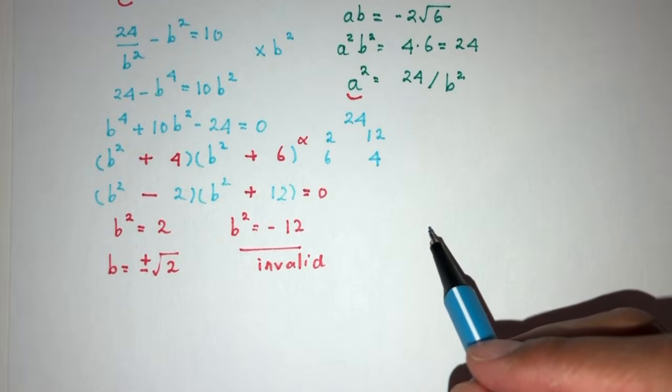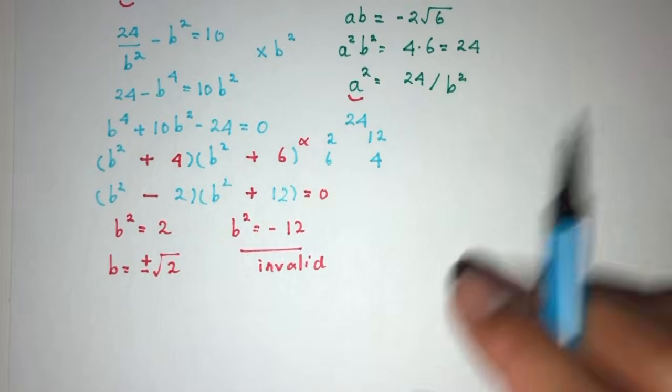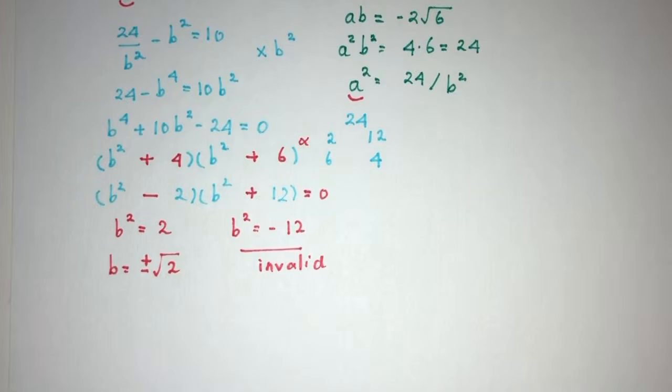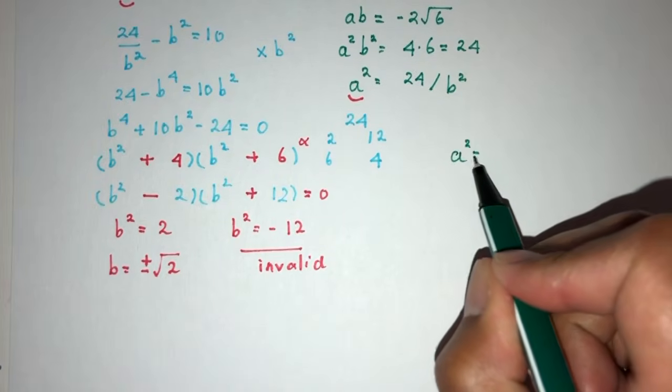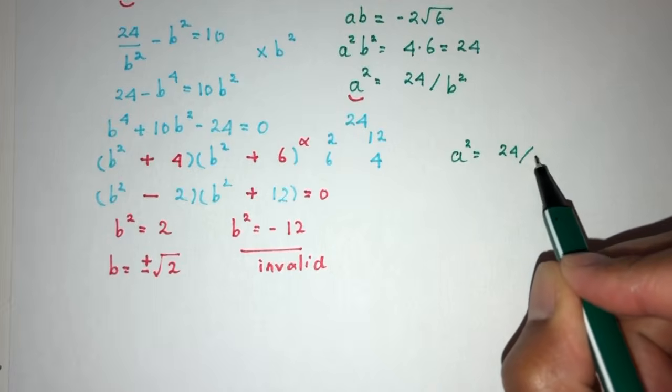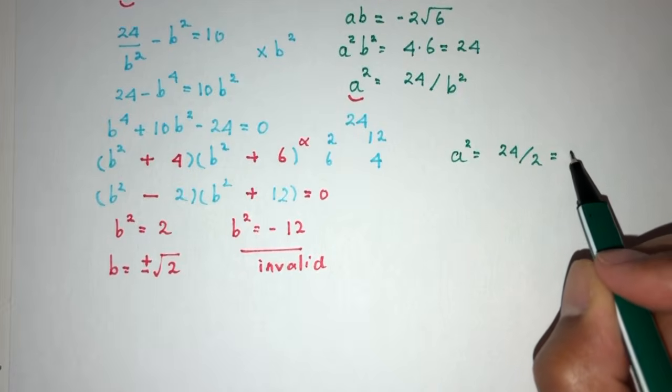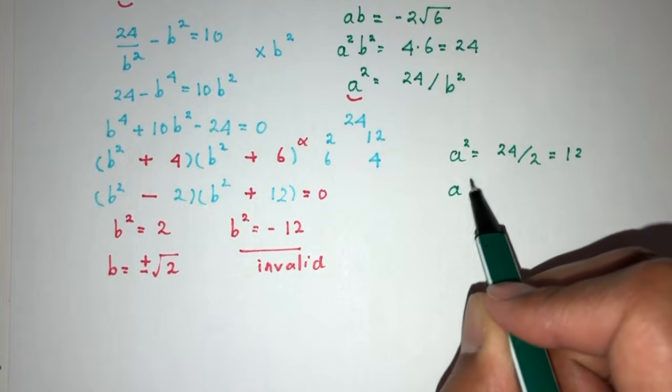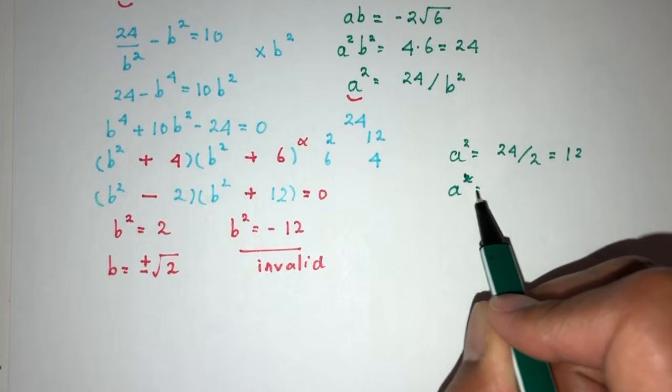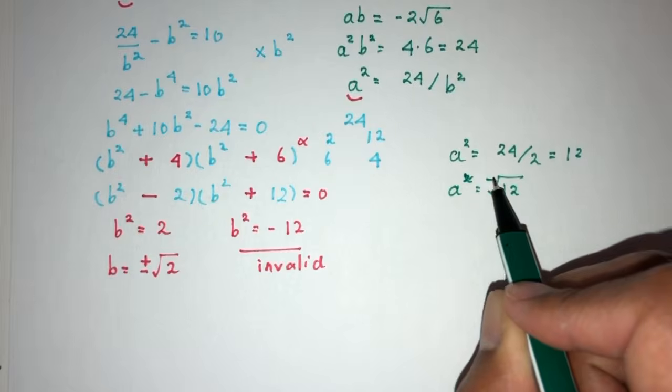Now let's move on to the main question here. So b squared is 2. Now a squared is what? A squared can be 24 divided by 2. That should be the value of 12. So a can be root of 12, plus minus obviously.